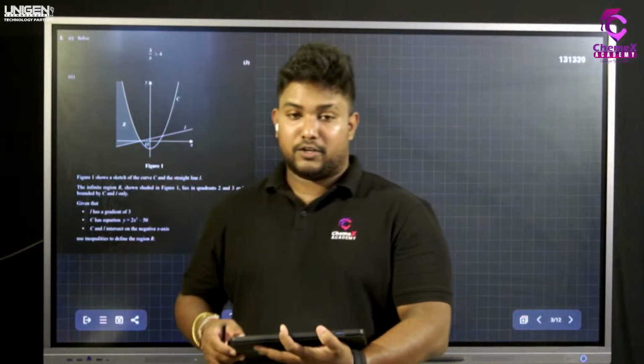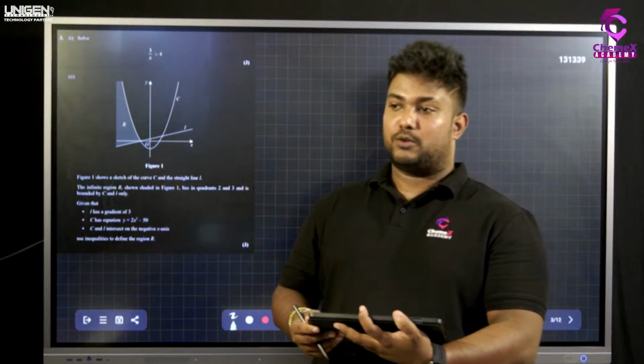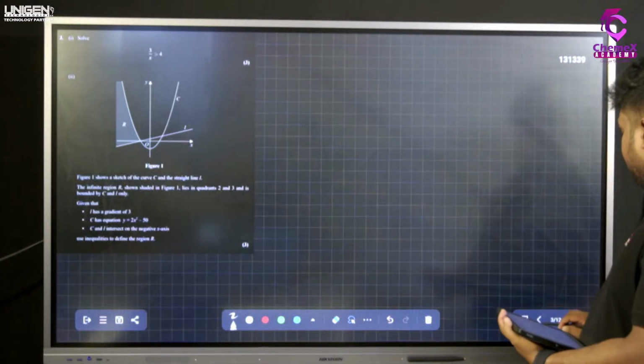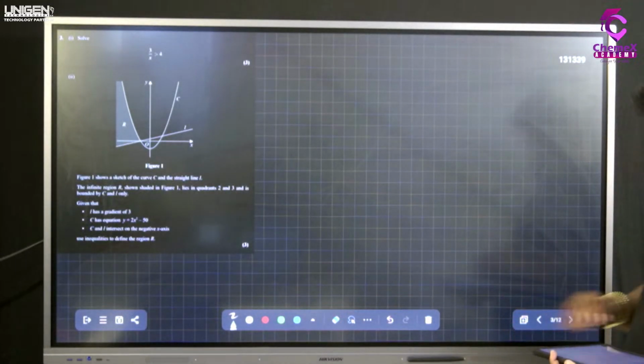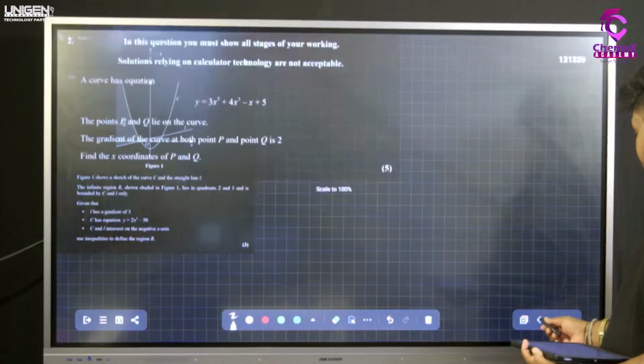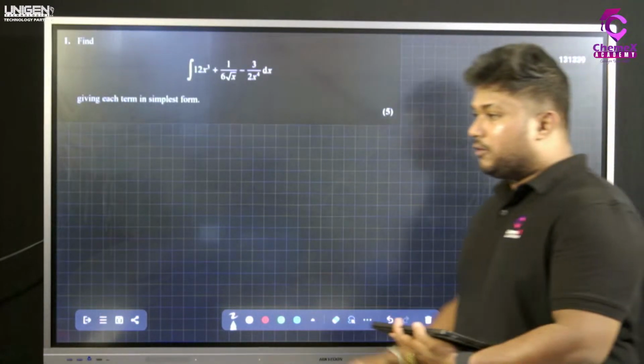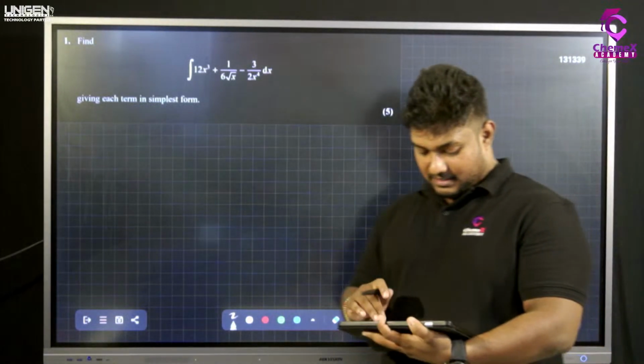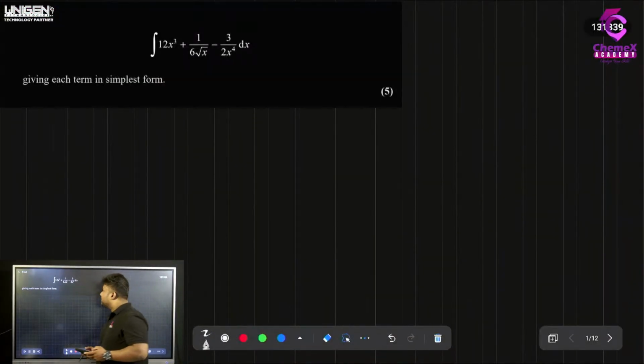Alright then, today we are going to discuss the 2021 October P1 paper. So let's go with the first question. I hope you can see well on the board. If it's not clear, let me know. So okay, first question. How do you integrate? It's an integration question.